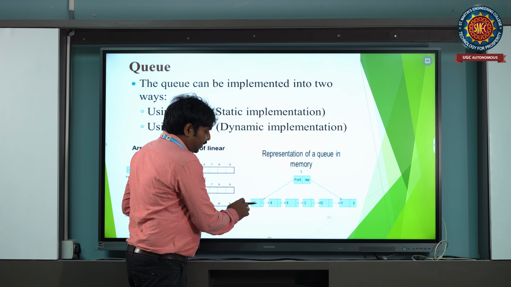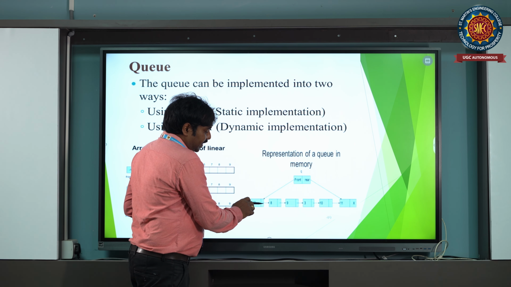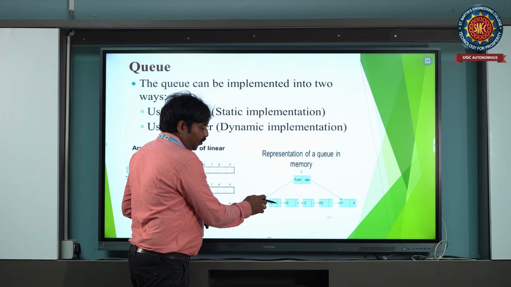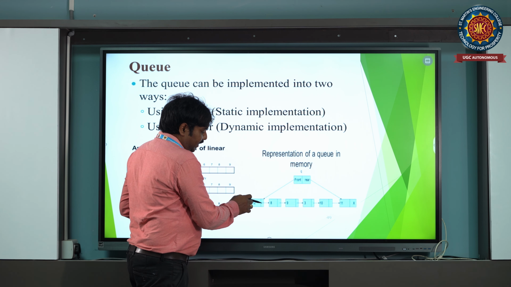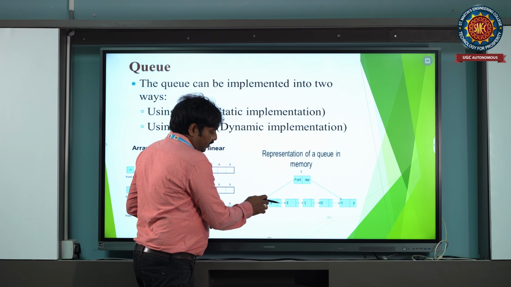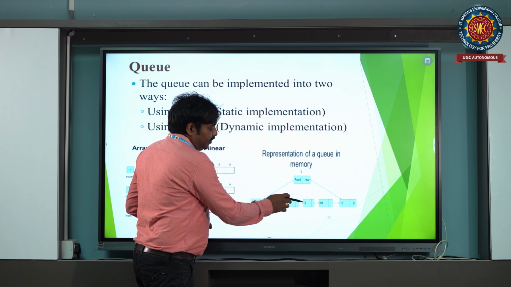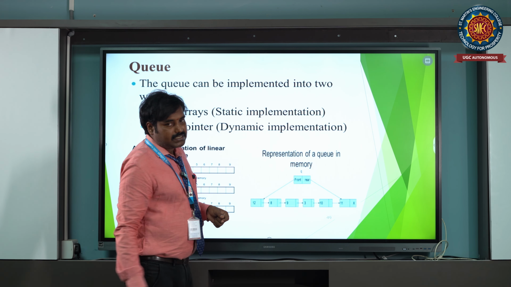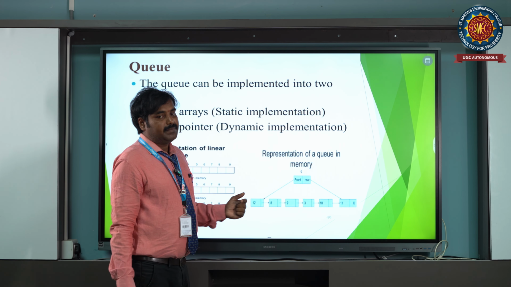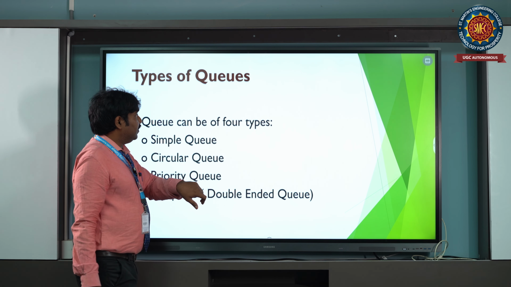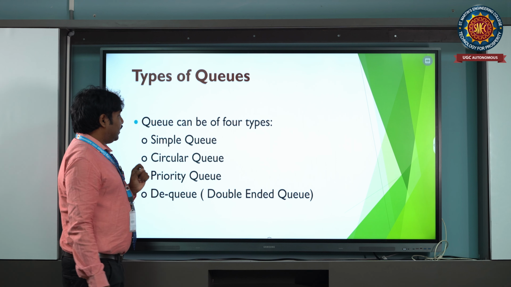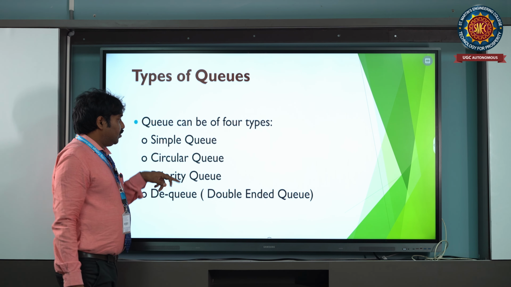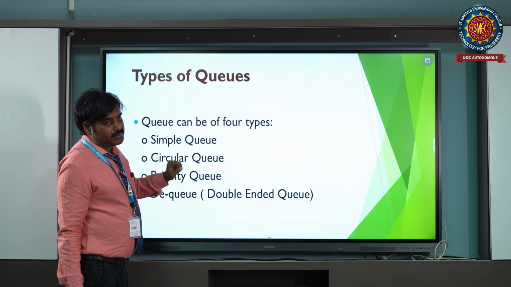The element is the data, and this data is linked with the next node through its address. This way the front and rear parts are stored, and the representation of a queue in memory takes place by this mechanism. The types of queue are the simple queue, circular queue, priority queue, and the D queue. These are the four types of queues.